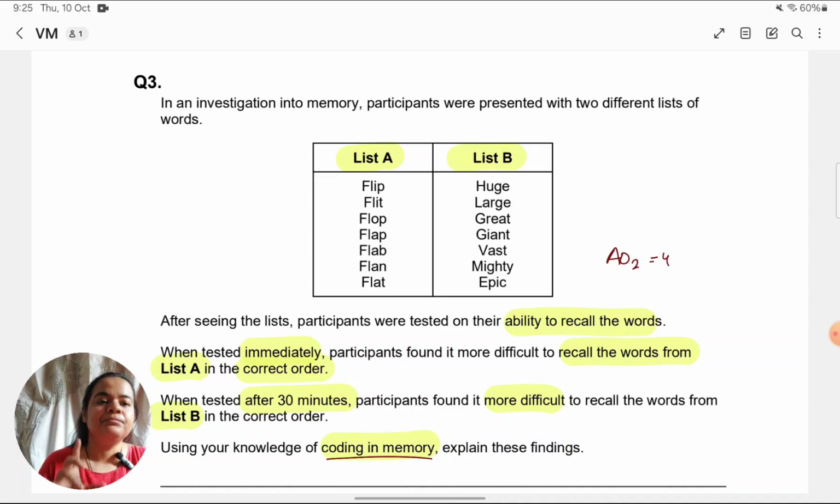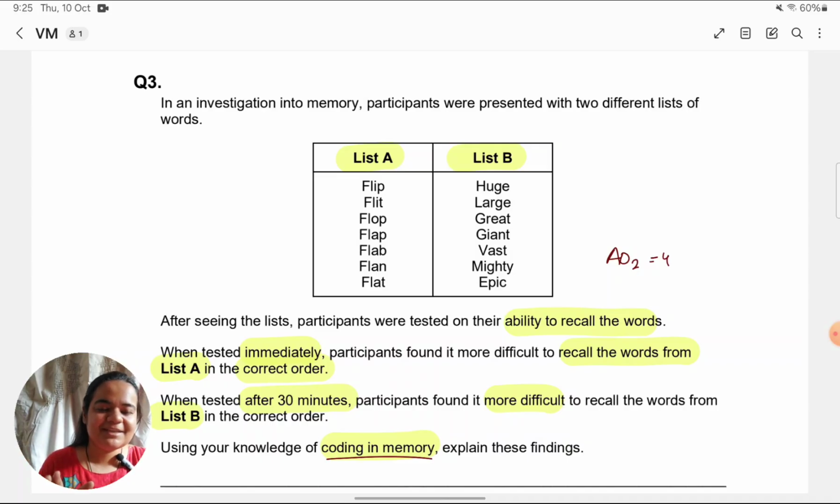Contextualized answer. Some students who do understand the coding part, we have written also in the previous answer that short-term memory is acoustic and long-term memory is semantic. They would write it in the same way that we have written the previous answer, question 2.